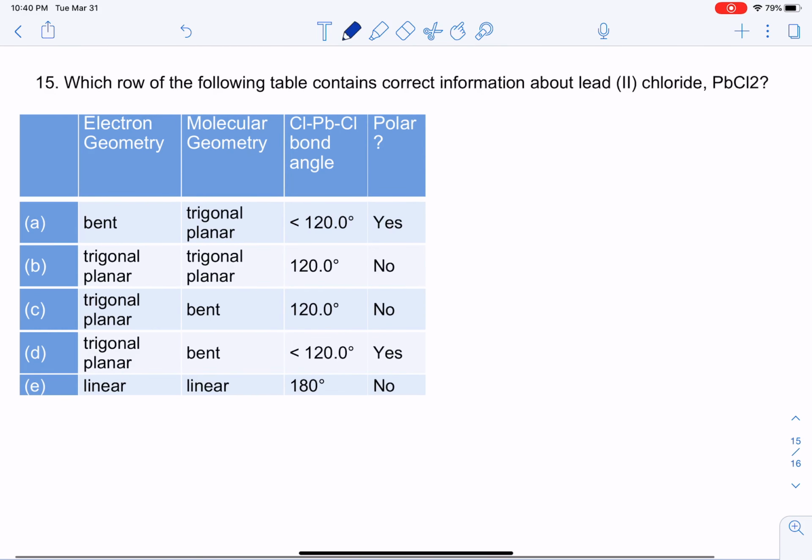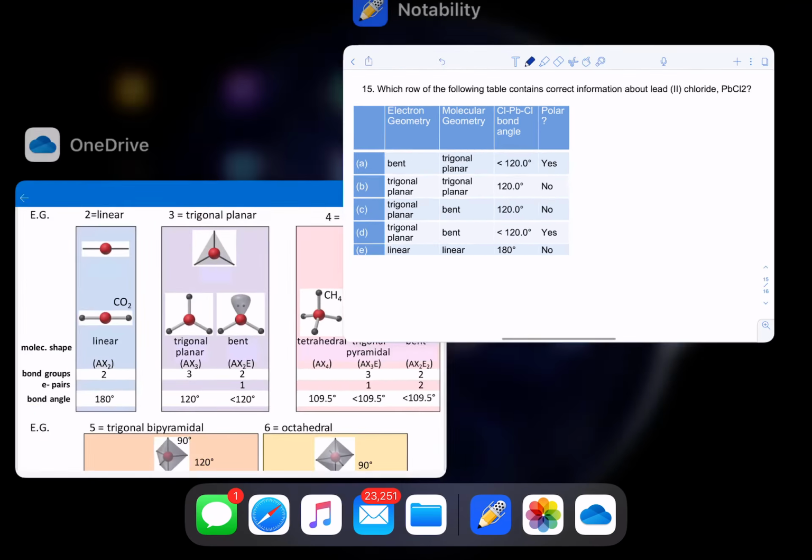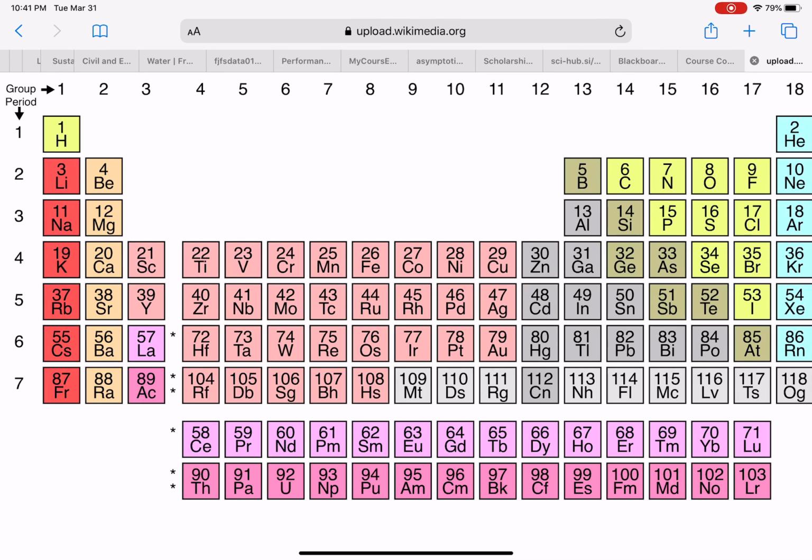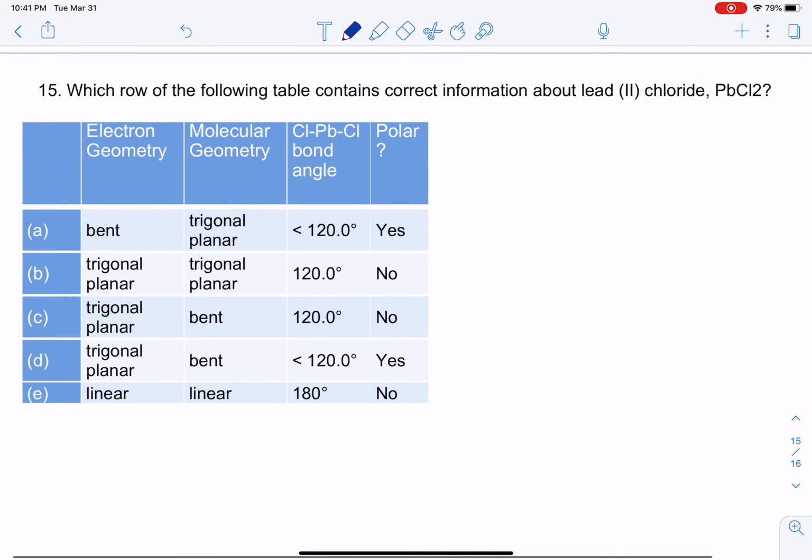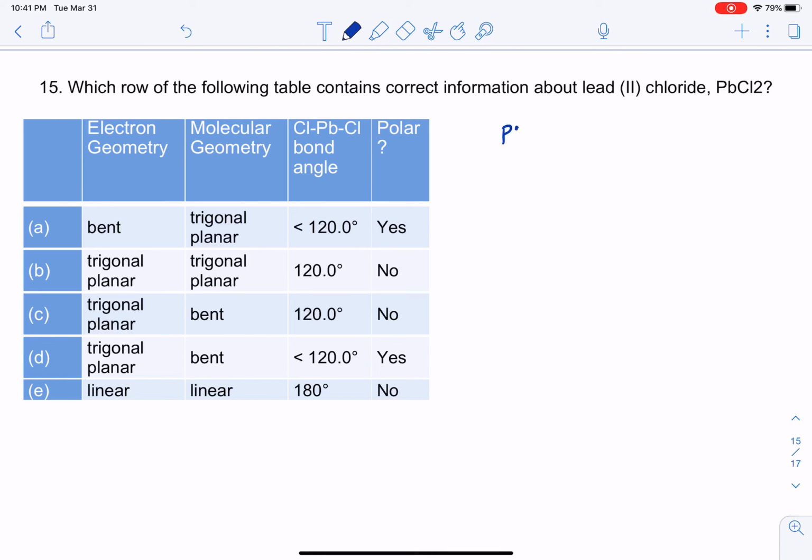Moving on to question number 15. So let's do it. Which row of the following table contains correct information about lead chloride? If you want to see how many valence electrons lead has, you might not know that, so let's go and see. Lead is in group number, column number 14, and its atomic number is 82. So if you check, its structure would be something like, let's write it down.